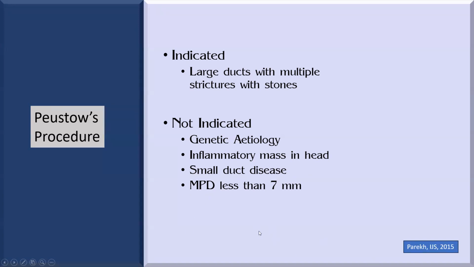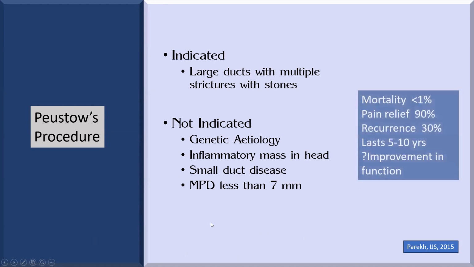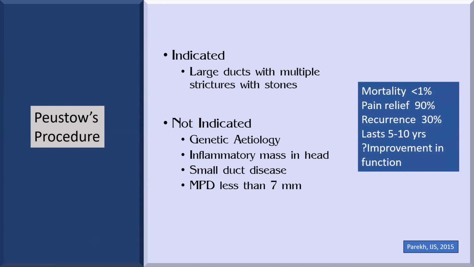Now, what is the kind of response that you expect from pustosis? What is the mortality, morbidity? What is the success rate? How does it work? Leak is the morbidity, most common. All right. Very low mortality. Leak is a morbidity, but again, not very common.